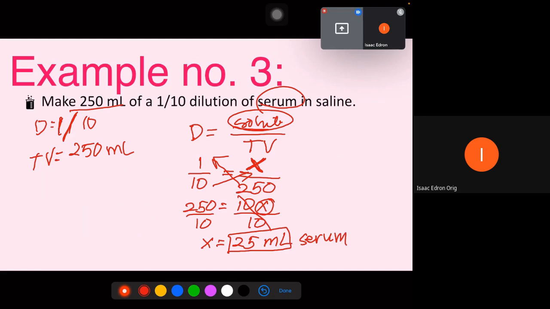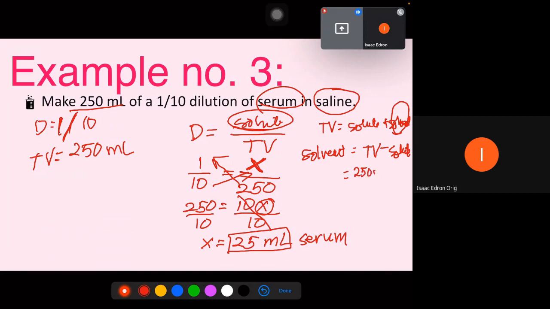Tapos, paano natin malalaman kung ilang saline ang ating kailangan? Diba? Total volume equals solute plus solvent. Tapos, since ang kailangan natin is ang solvent, so solvent equals total volume minus solute. Total volume minus solute. So, total volume is 250 milliliters minus 25 ml of serum, which is our solute. So 250 minus 25 is 225 ml saline, di ba?